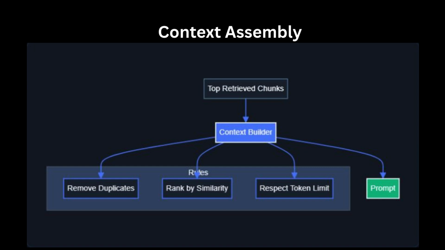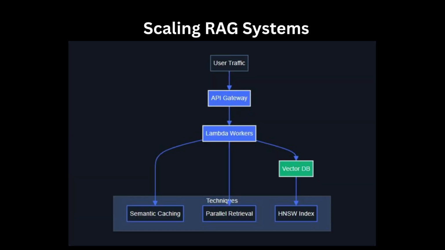Context assembly. Context assembly selects the most relevant chunks based on similarity. Duplicate content is removed and a token limit is enforced. Chunks are added until the token budget is reached, ensuring the prompt stays within the model's context window.